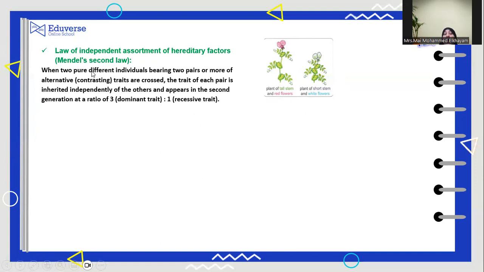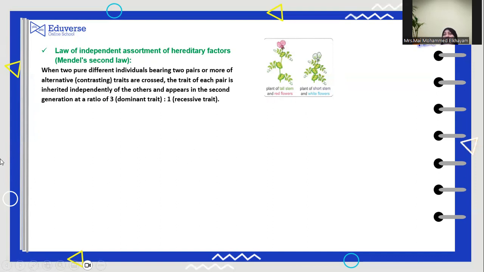Law of independent assortment of hereditary factors, Mendel's second law: when two pure individuals bearing two pairs or more of alternative contrasting traits are crossed, the trait of each pair is inherited independently of the other and appears in the second generation as the ratio 3 dominant to 1 recessive. Okay, what is the meaning of that?